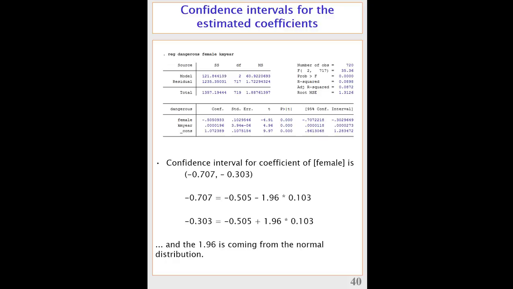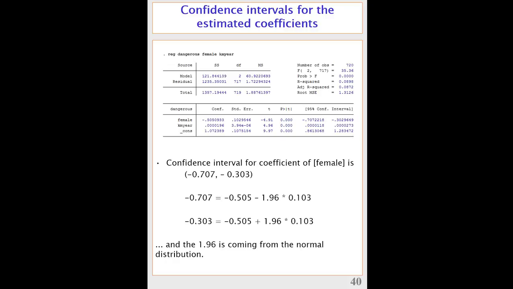What is the coefficient here? Well, this is suggesting kilometers per year. If it increases with 1, then our target variable, on average, is supposed to raise with 0.0000196. Same for female. If you're a female, and controlling for all these other things, then the score on the danger variable is on average half a point lower. Any questions about this so far?